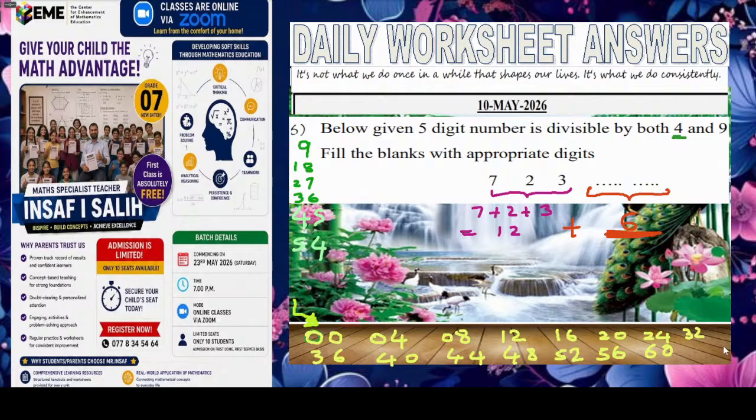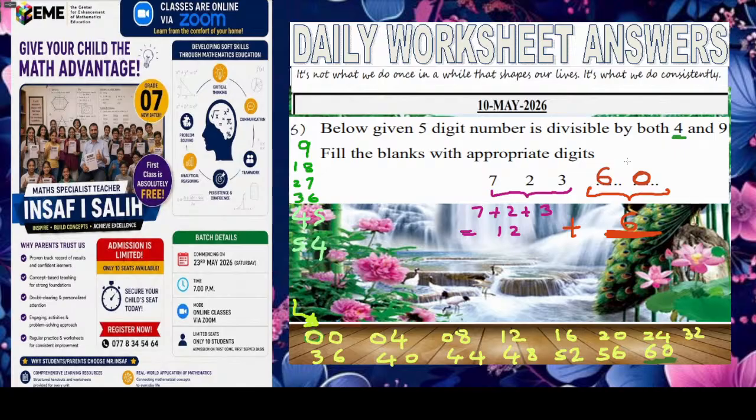Yes. 60. What about 60? When we add 6 and 0, what would we get? We get 6. So we can write 6, 0. So this is another answer. 72,360 is divisible by both 4 and 9. Alright, so that's the second option.